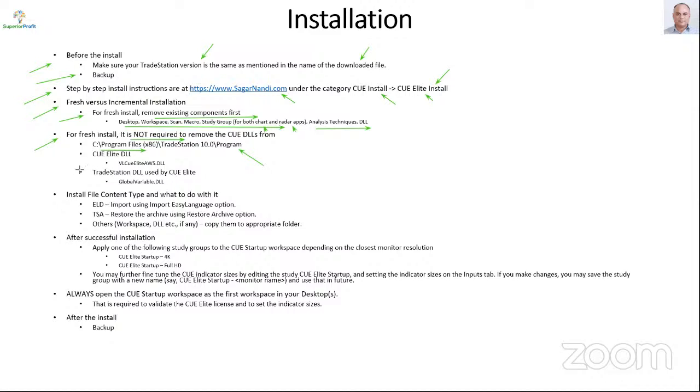What are the QElite DLLs? Currently, there is one DLL that is created by QElite developers and installed as part of this installation, that is VL QElite AWS DLL. And then there is another DLL, GlobalVariable.dll, that is used by QElite, but it is actually provided by TraceStation. These are the two DLLs that need to be in the DLL folder for TraceStation 10.